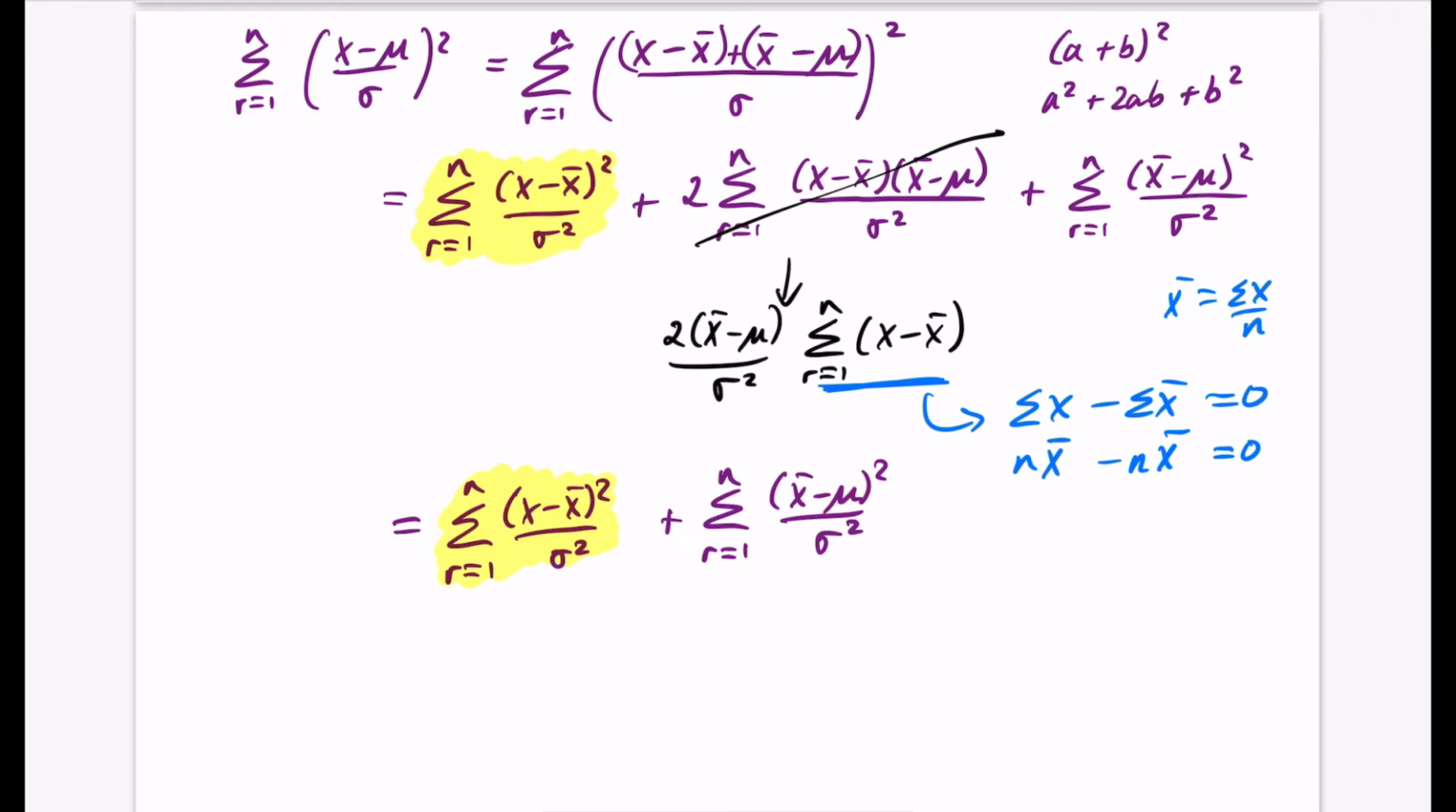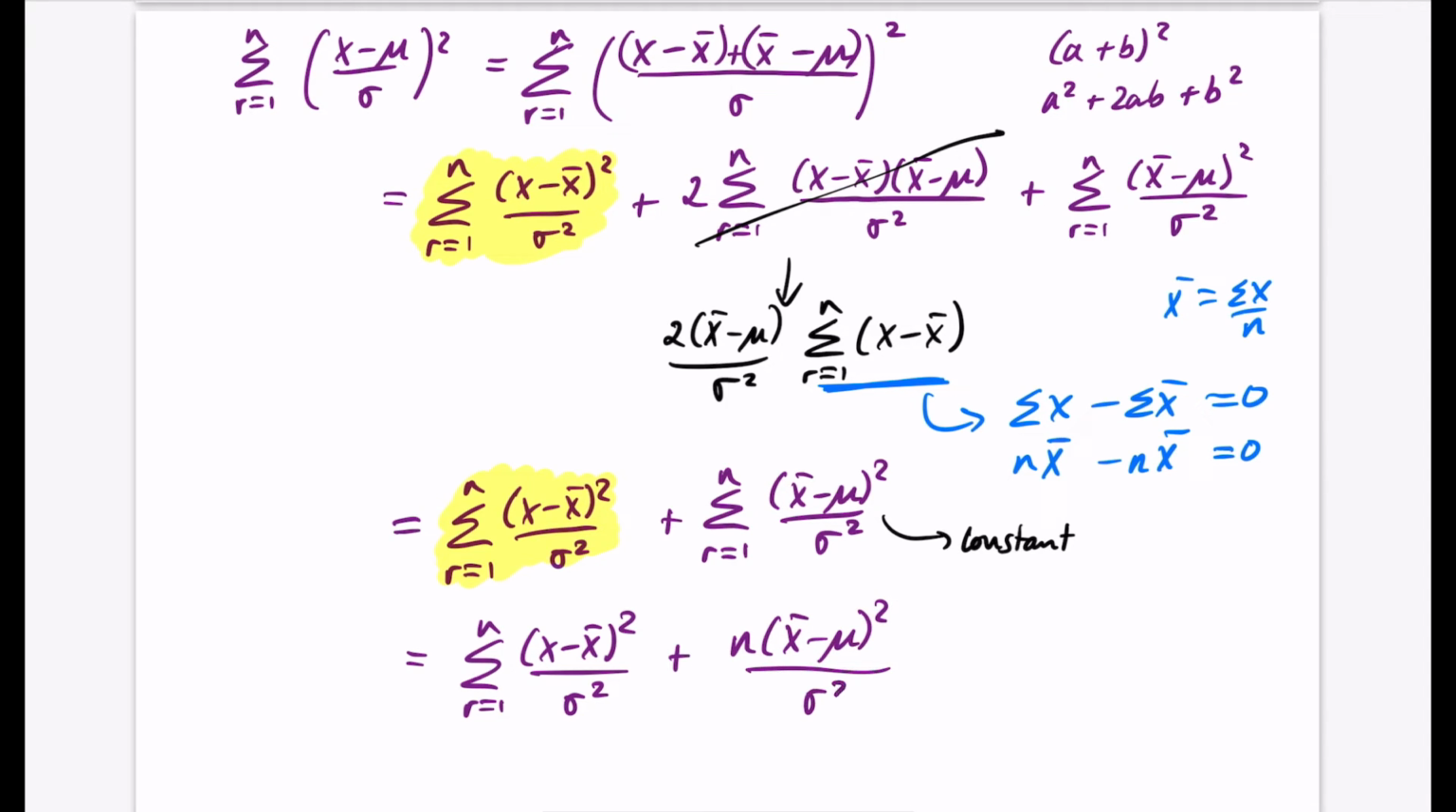Well, this whole part is a constant. This whole thing here is a constant. And we've got n of them from 1 to n. So I'm going to have n lots of this on the next line. This means I have from r equals 1 to n of (x minus x bar) all squared over sigma squared. And I therefore have n lots of (x bar minus mu) squared over sigma squared. It's literally just been multiplied by n because I've got n lots of the constant at that point.